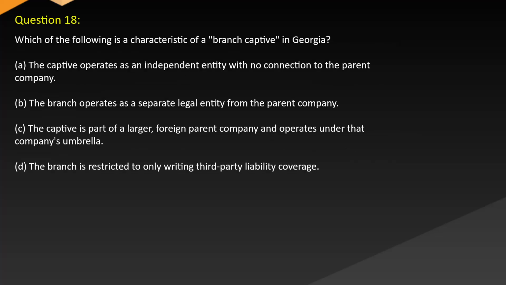Question 18. Which of the following is a characteristic of a branch captive in Georgia? A. The captive operates as an independent entity with no connection to the parent company. B. The branch operates as a separate legal entity from the parent company. C. The captive is part of a larger foreign parent company and operates under that company's umbrella. D. The branch is restricted to only writing third-party liability coverage.